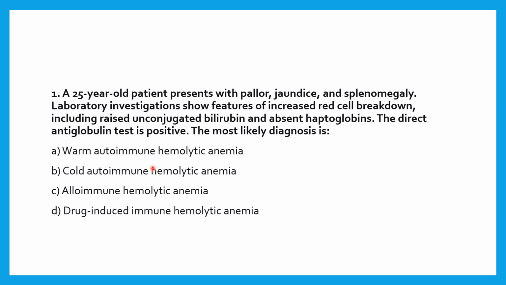So, as I said earlier, when we are looking at the clinical scenario-based questions, please let's pay particular attention to the patient. How old is the patient? And then what are the presentations of the patient? Look at this. They have splenomegaly, jaundice, and pallor. And also, what is important is looking at the laboratory investigation. There is increased red cell breakdown, raised conjugated bilirubin, and there are no haptoglobins. And the direct antiglobulin test is positive.